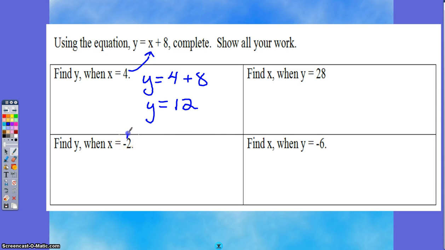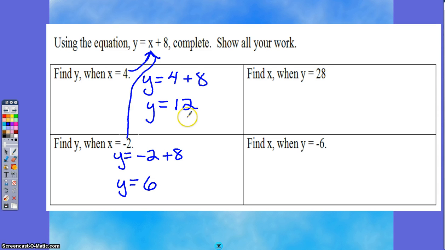Let's try it with this other one. x now has a value of negative 2. So I do negative 2 plus 8. y equals negative 2 plus 8. I can do that math. Negative 2 plus 8 equals 6. So I found the value of y. y equals 6. I found the value of y up here.